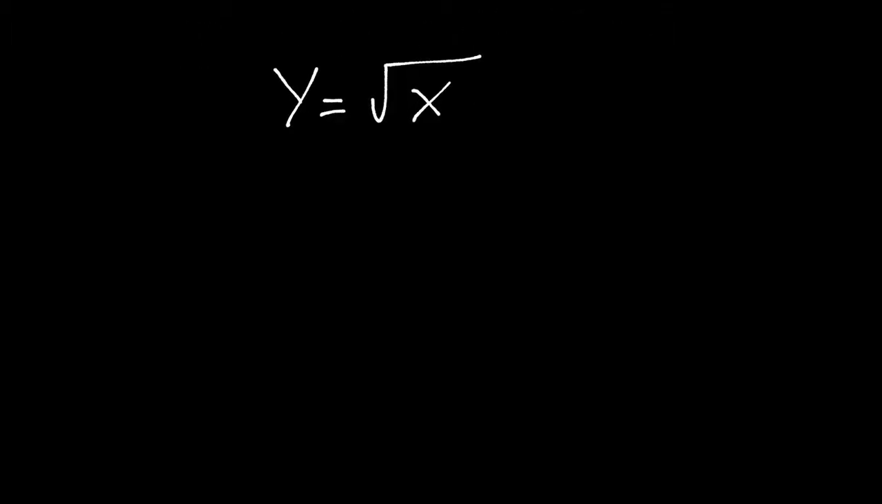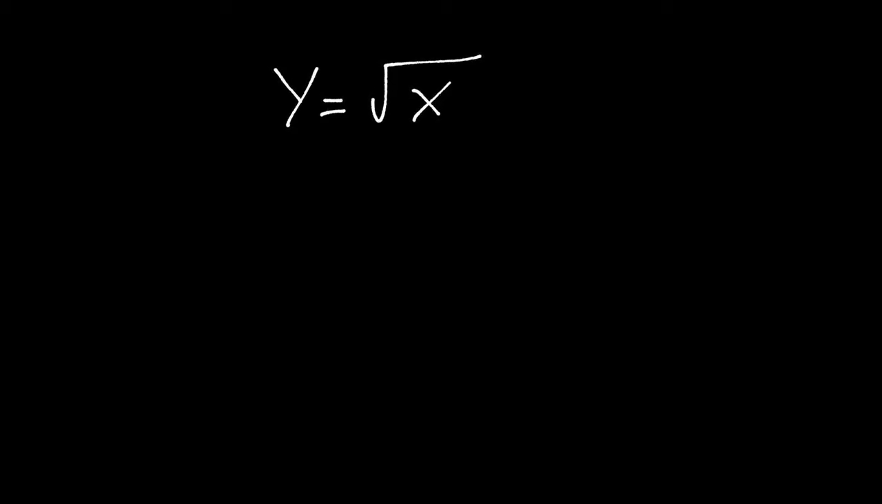This is the parent function for square root functions. It is y equals the square root of x. It's considered the parent function because this is the most basic version of a square root function. And what makes it the most basic version? All we have is a square root symbol and x. There's nothing else happening to it. So since we have just those two pieces, it is the parent function. All other square root functions are based off of this function right here.